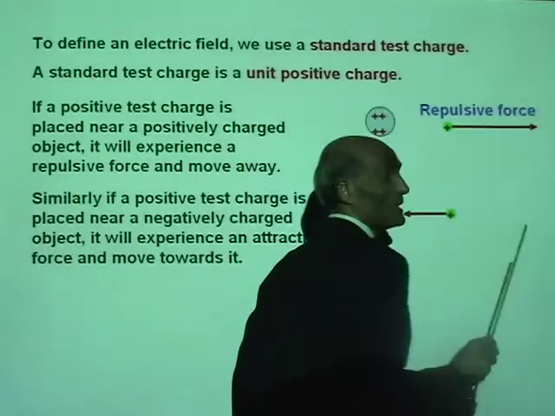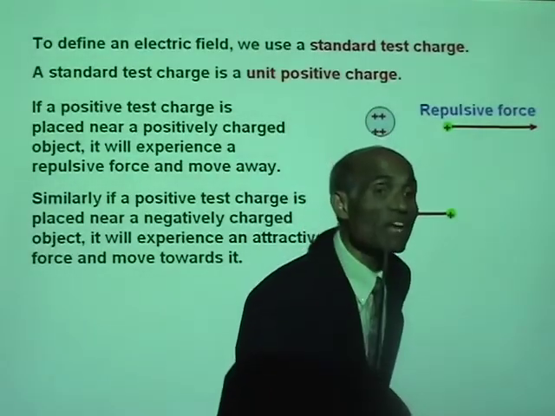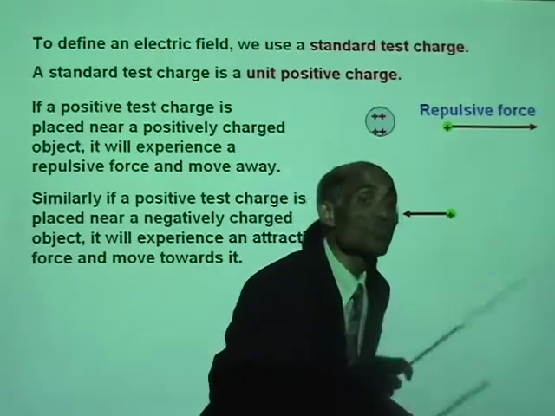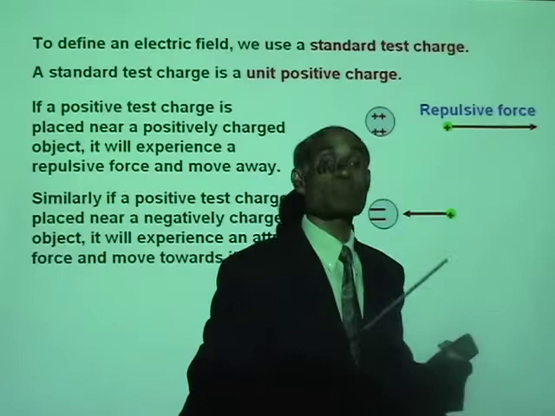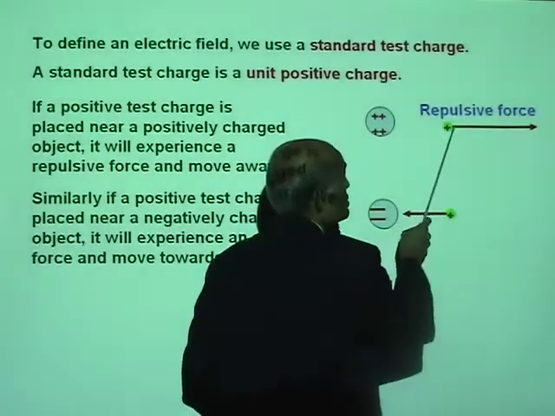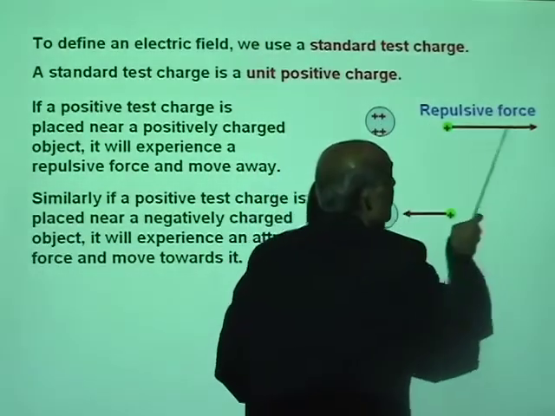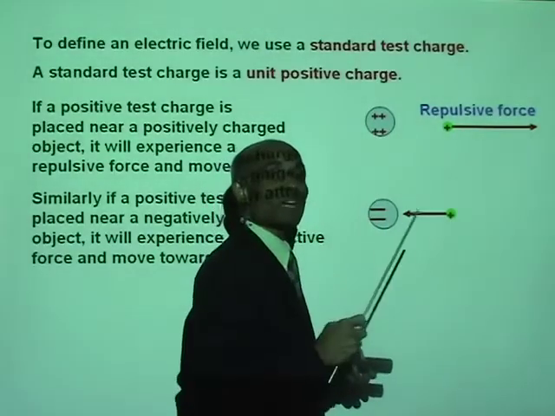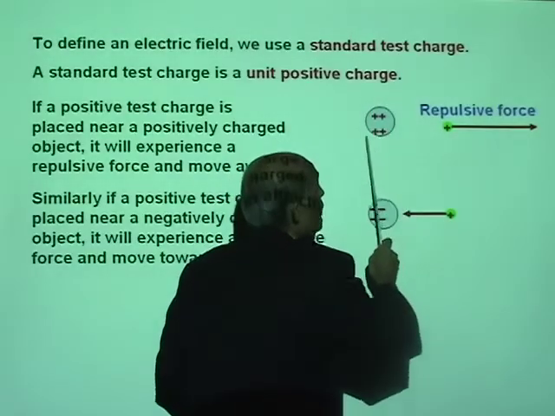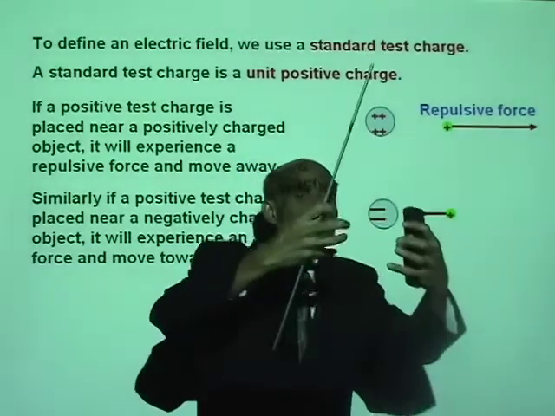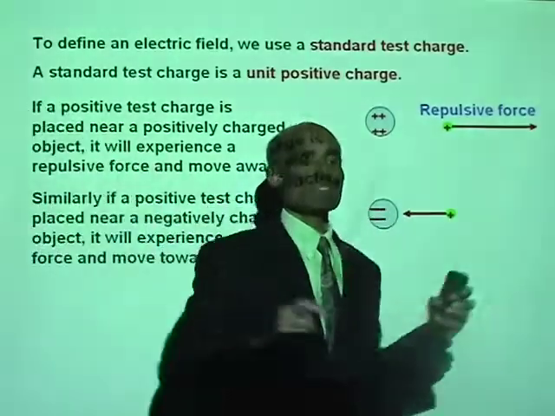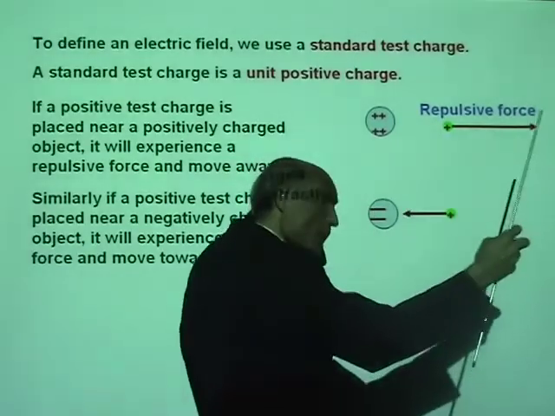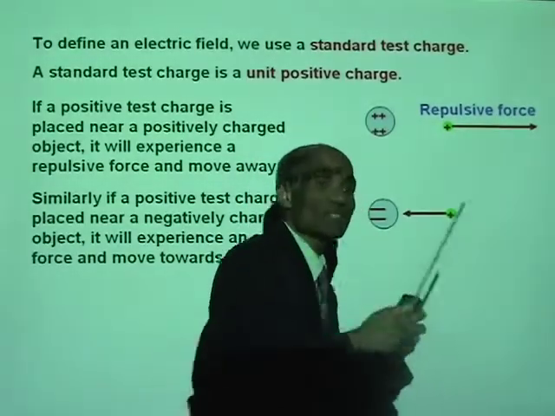So, watch again, the direction of an electric field is the direction in which a test charge will move. And a test charge is a positive charge. So, a test charge will move away from a positive charge and towards a negative charge. That means the electric field of a positive charge is all directed away from it. Similarly, electric field lines of a negative charge are directed towards it.